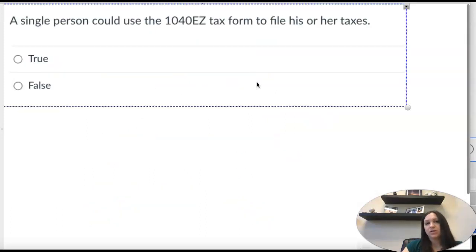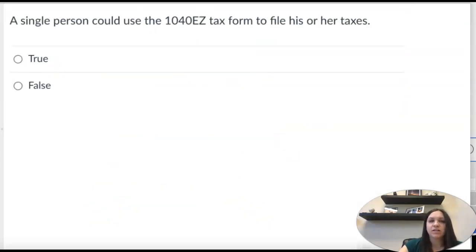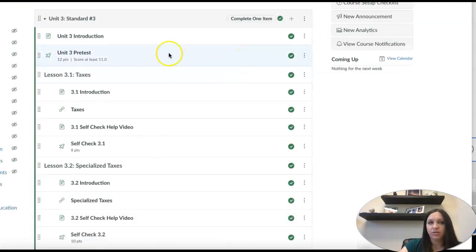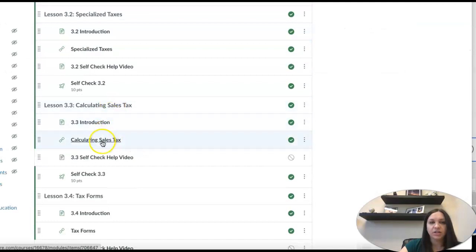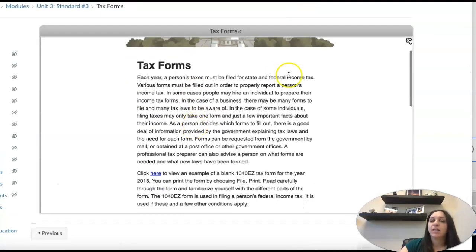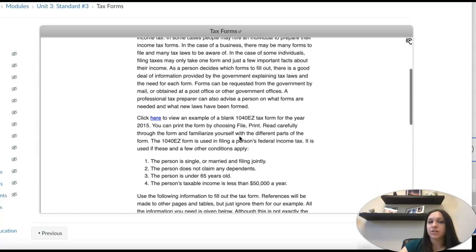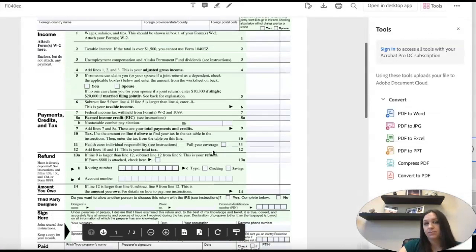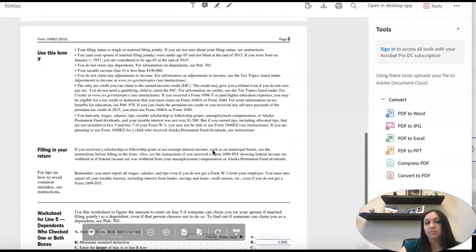Okay, and the second part talks about 1040 EZ tax forms. So if you go into your notes for section 3.4, it talks about tax forms. When someone decides to file their own taxes, there's all these forms from the government. So if I click here, I can look at an example. And that's a lot, right?